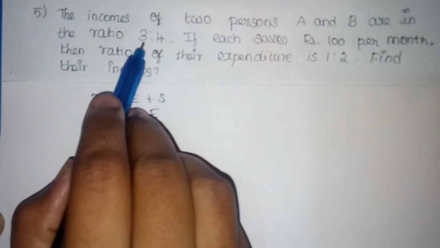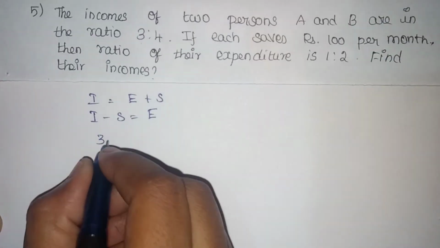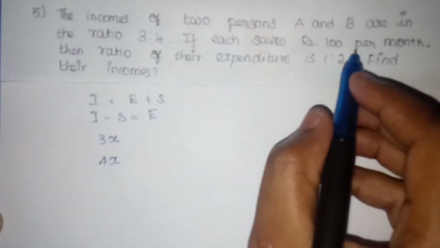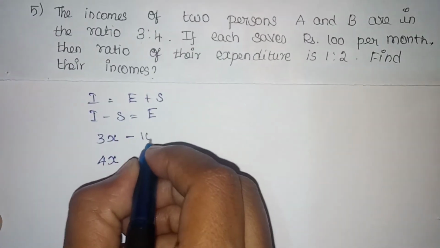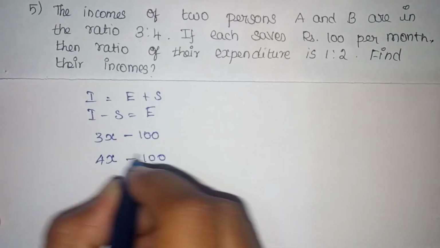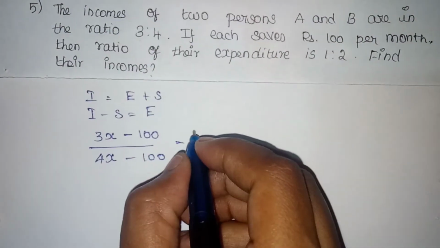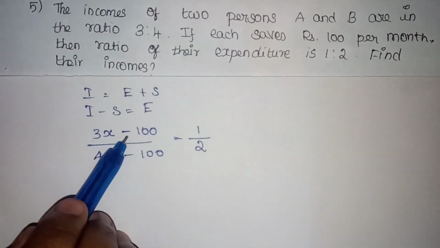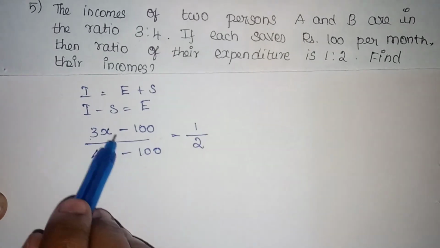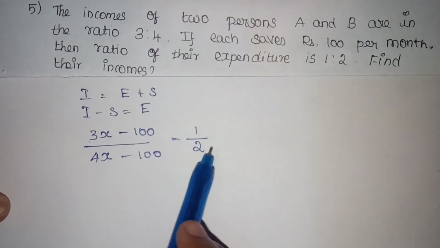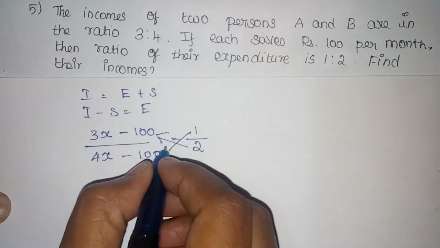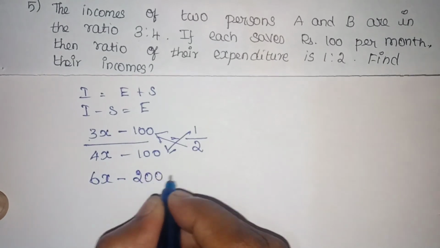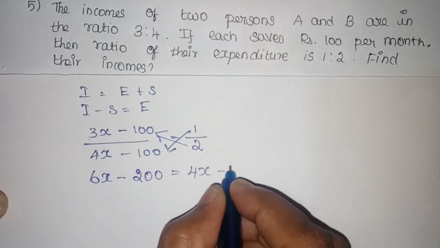See here, the income ratio is 3:4. So let me assume the values of income as 3x and 4x. So from this I am saving 100 rupees. So I have to subtract 100 from each to get my expenditure. So this ratio will be equal to the ratio of expenditure 1:2. So this is income minus saving, so this will give me the expenditure. So ratio of this expenditure will be equal to the given expenditure ratio 1:2. So you have to multiply with this and you have to multiply with this. So I'll get 6x minus 200 will be equal to 4x minus 100.